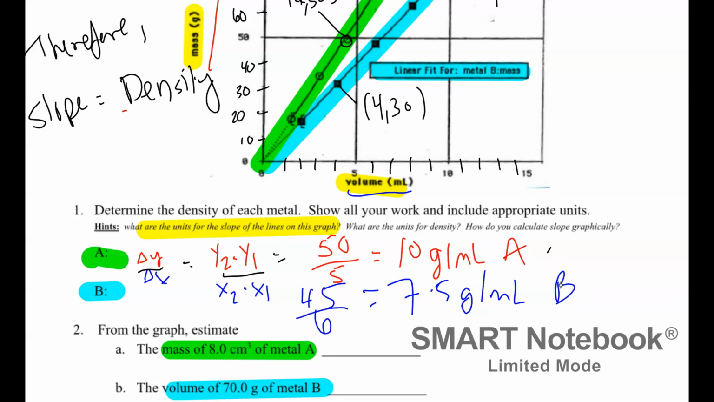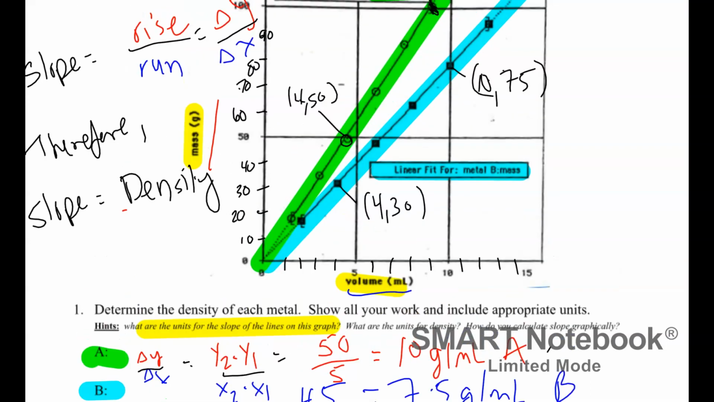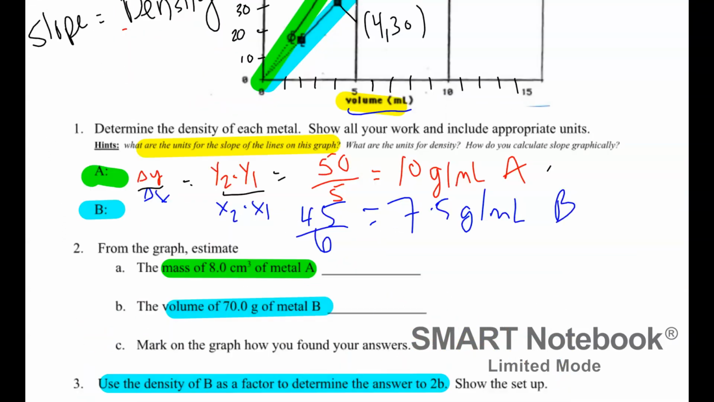Now, when we're looking at this, we can see that metal B is less dense. And if you look at your graph, the slope isn't as steep. So the steeper the slope, the more dense the material.